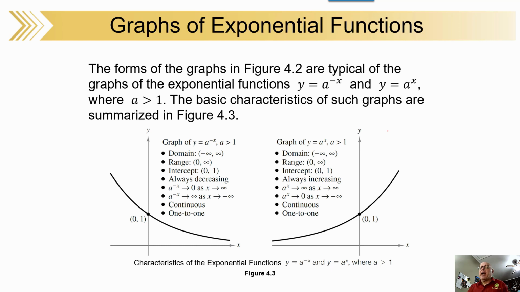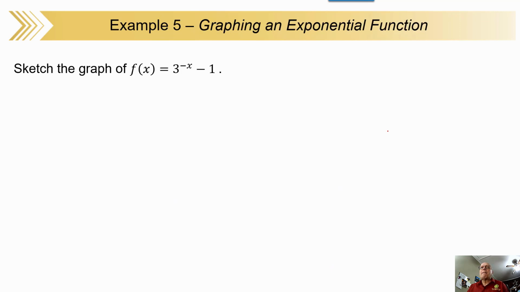Here's some things you can keep. But it's not as important as just knowing how the graph goes. It is 1-to-1. You can switch the x and the y values and still have a function. And domain and range are as you see. Domain everything, range starts at 0, goes to infinity. Of course, you've got the 0, 1 for all of them, basically.